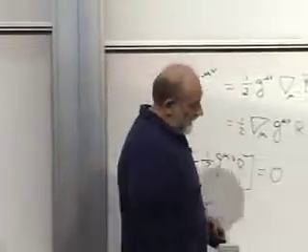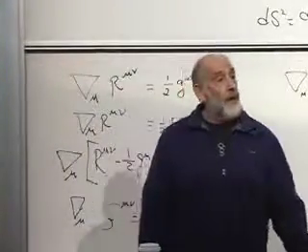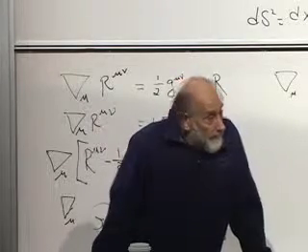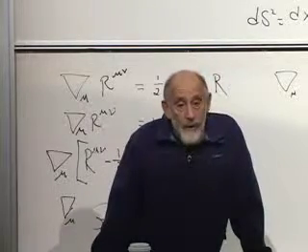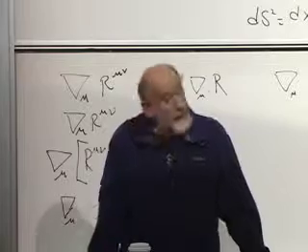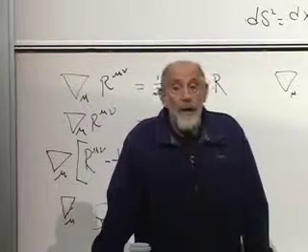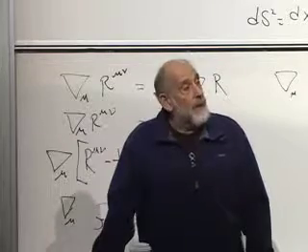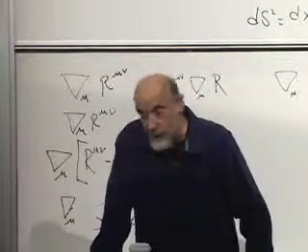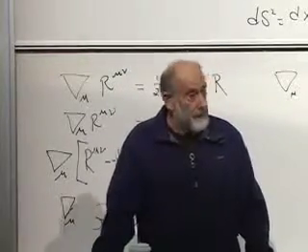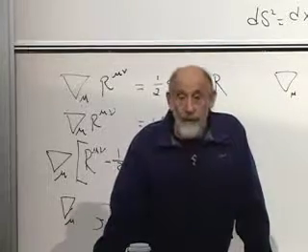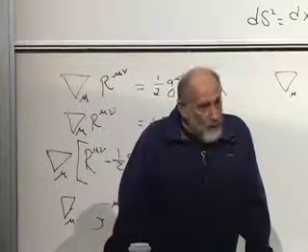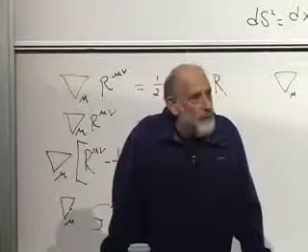Now, what does that say? In three-dimensional space or two-dimensional space, the Ricci tensor being 0 would say the space is flat. In four-dimensional space-time, the Ricci tensor being 0 is not enough to tell you the space-time is flat. There are too many independent components.